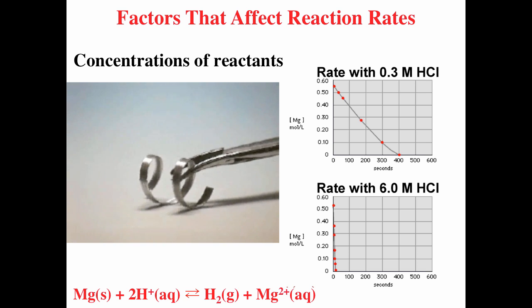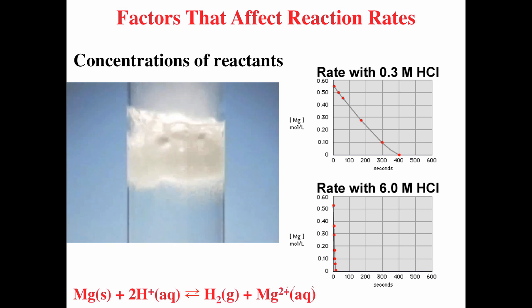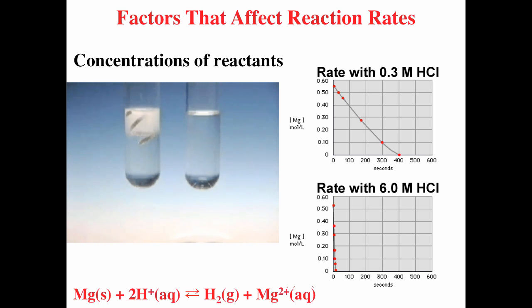If we place a similar magnesium strip in the 6 molar solution, the reaction is much more vigorous. Within moments, the reaction is complete. Meanwhile, most of the magnesium in the 0.3 molar solution is still in solid form. So in general, the higher the concentration, the faster the reaction. Not always true, but most of the time that is true.